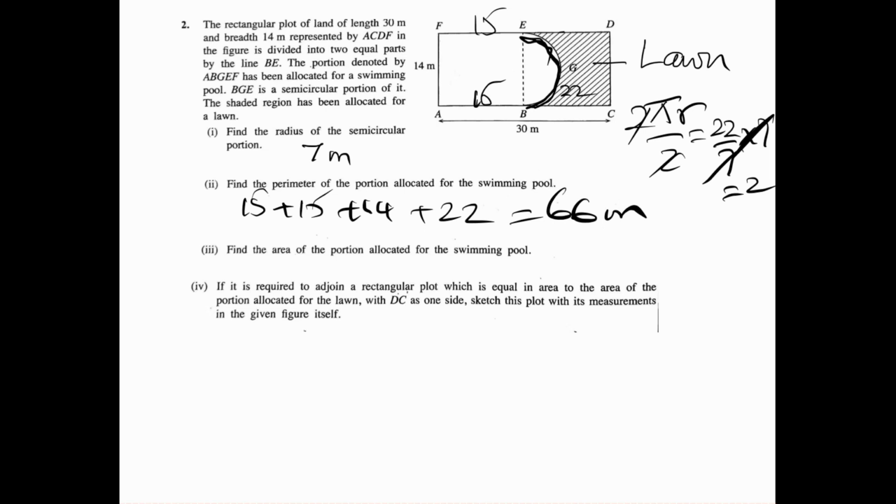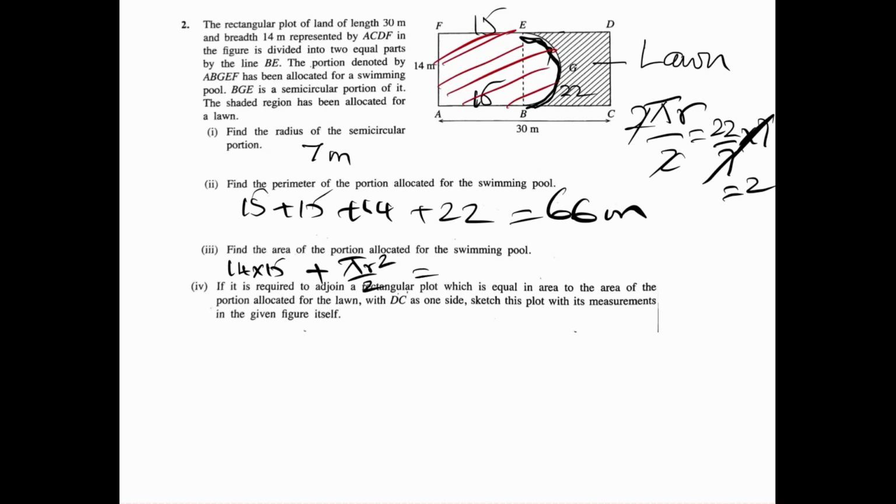The third part of the question, find the area of the portion for the swimming pool. So we want the swimming pool now. So I'm going to mark it red. Okay. So that's what we want now. In this case, we know that the rectangle area is equal to 14 times 15 plus the semicircle area, pi r squared over 2.